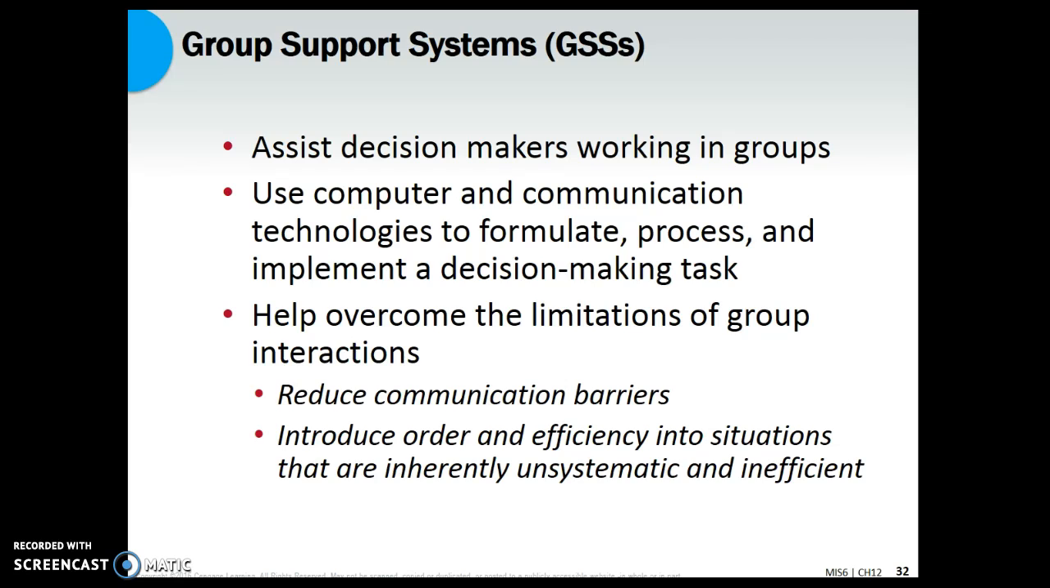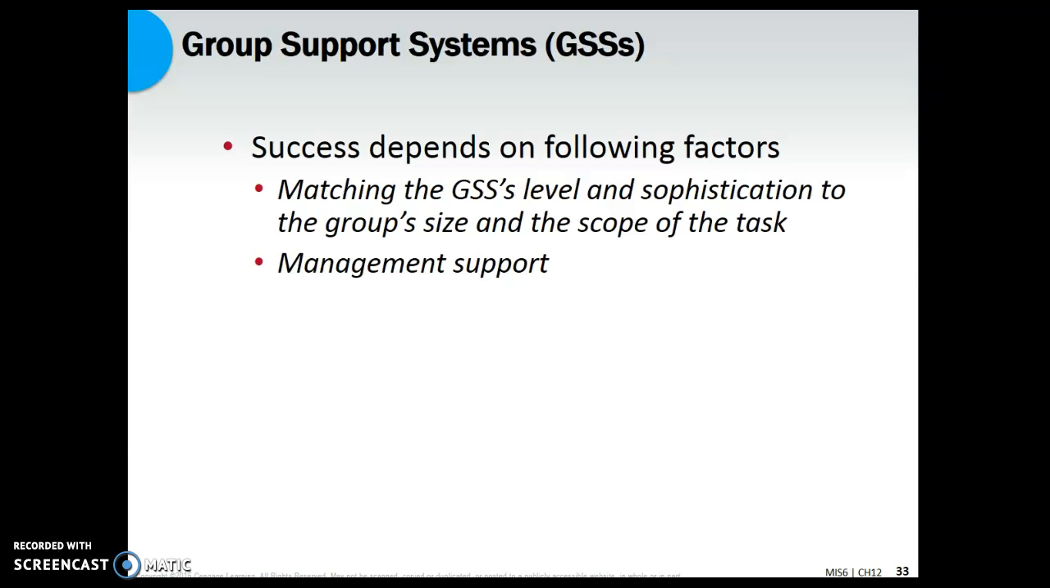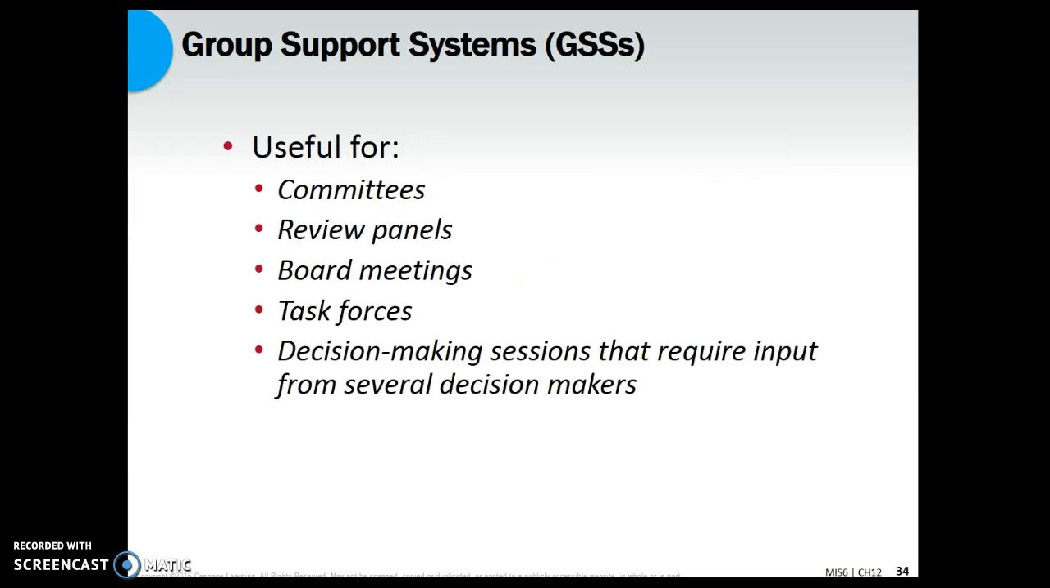Group support systems are exactly what they sound like. They assist decision makers working in groups. Some of the factors that are involved are the group size, the scope of the task, the sophistication, and their ability to work together. The kinds of people that would use something like this would be committees, review panels, board meetings, task forces, and decision-making sessions.